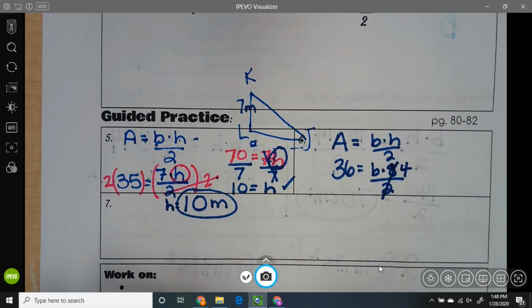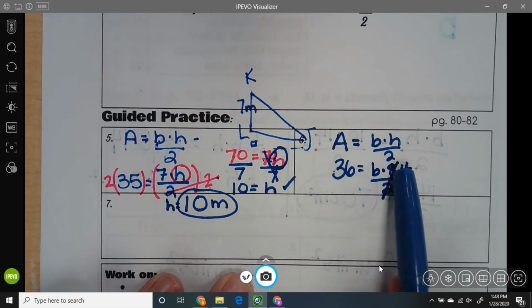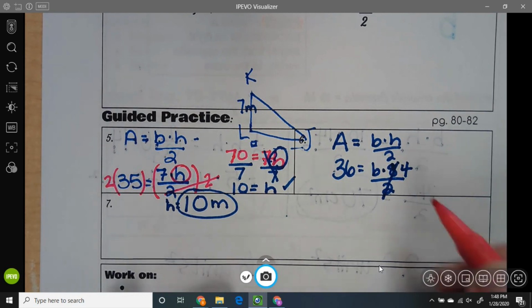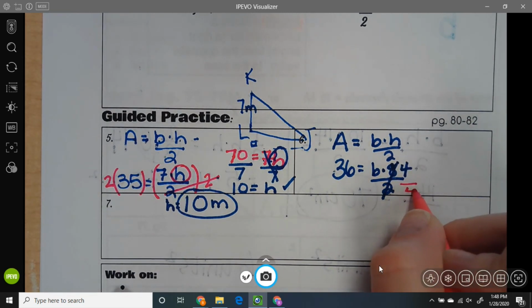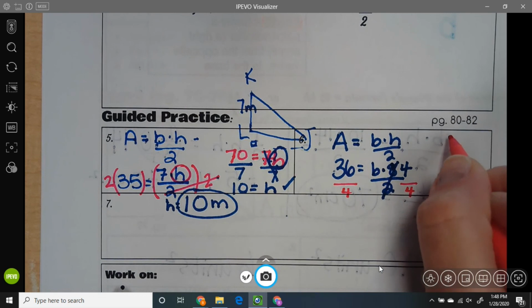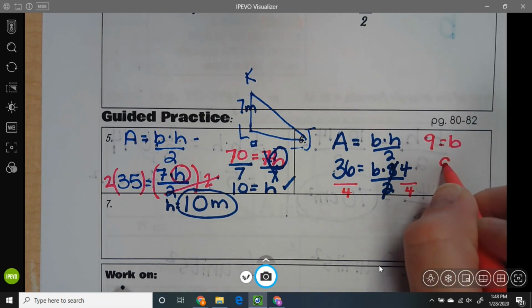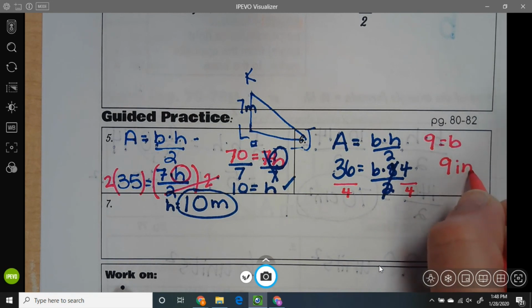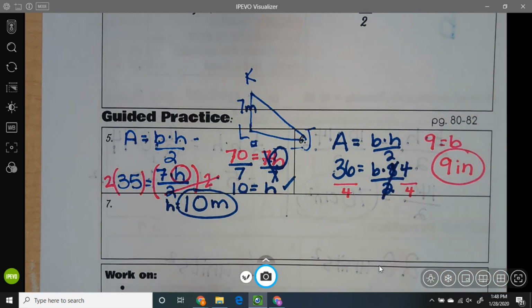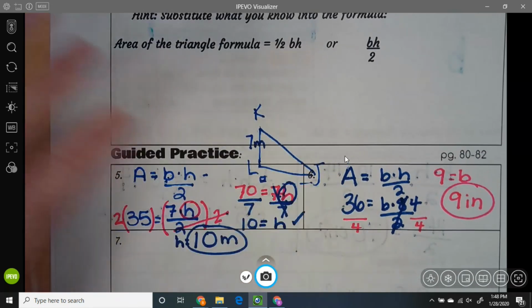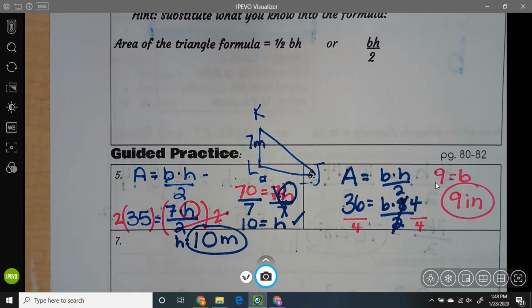So then I have 36 is equal to base times 4. So then I can divide both sides by 4 and get my base is equal to 9. And those are labeled inches, so it would be 9 inches because it's not area again, which would then have the square label. And that is how to find the area of a triangle, the height of a triangle, or the base of a triangle.